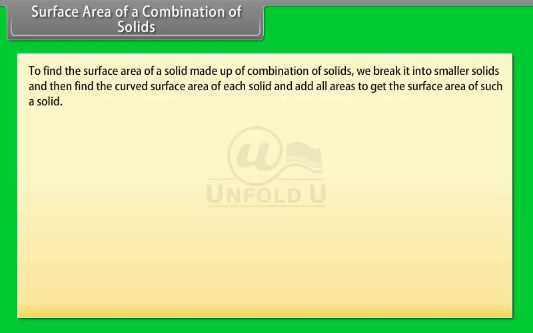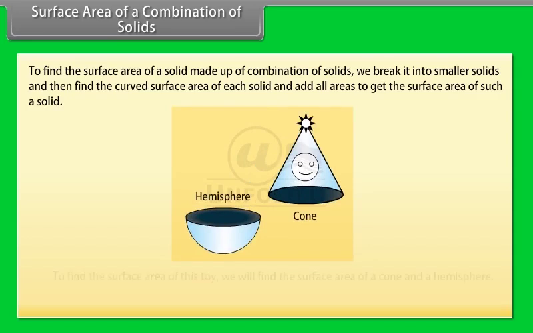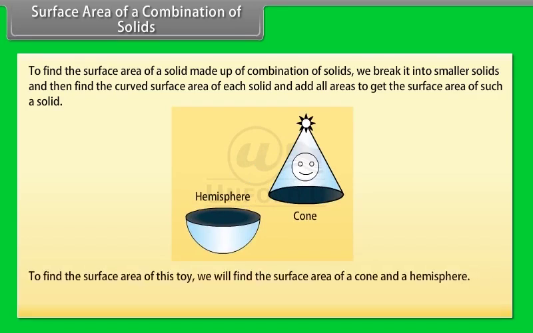Surface area of a combination of solids. To find the surface area of a solid made up of combination of solids, we break it into smaller solids and then find the curved surface area of each solid and add all areas to get the surface area of such a solid. For example, look at this toy. This toy is a combination of a cone and a hemisphere. To find the surface area of this toy, we will find the surface area of a cone and a hemisphere. Or we can say that the total surface area of a toy will be equal to the curved surface area of hemisphere plus curved surface area of the cone.